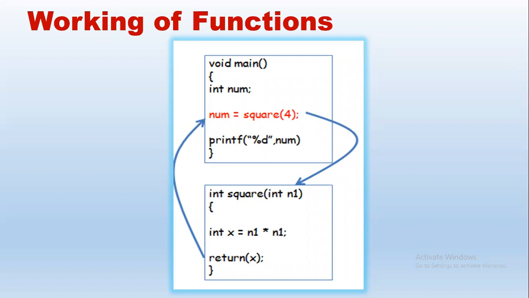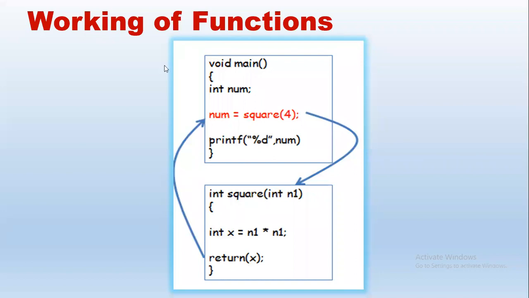Ma'am, if we write void main after int square, then also will it call the square function first? Yes. Even if we mention int square first, control will start from main only. So it will call this and then only control will go to the function. Okay, so it will just scan.